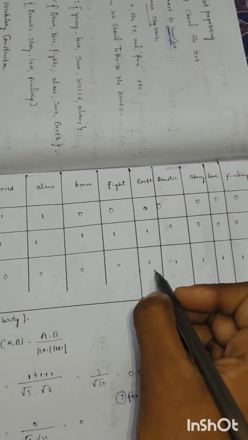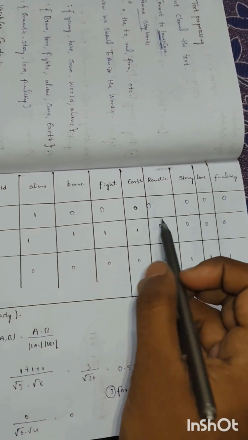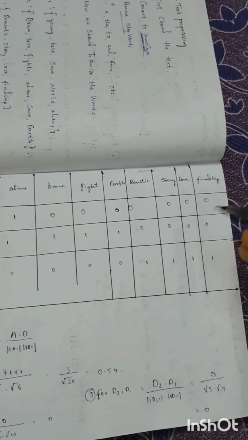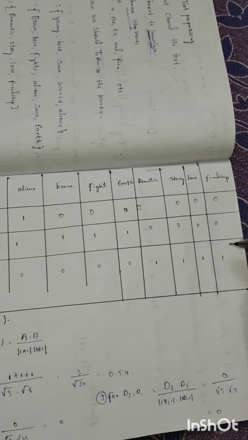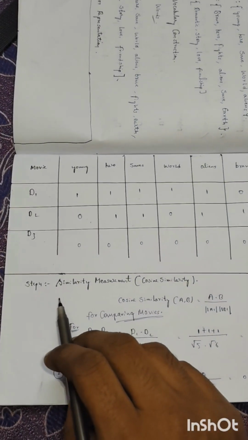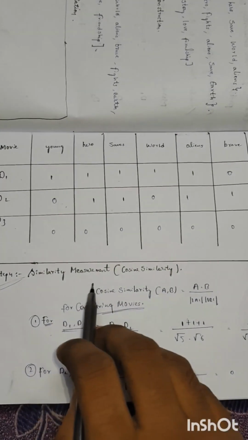For description 3, young is not present, hero is not present, save is not present, world is not present, aliens is not present, brave is not present, fight is not present, earth is not present, but romantic is present, so it is considered 1. Story is present, 1. Love is present, 1. Friendship is present, 1. This is step 3, vector representation. Now let us go to step 4, similarity measurements.